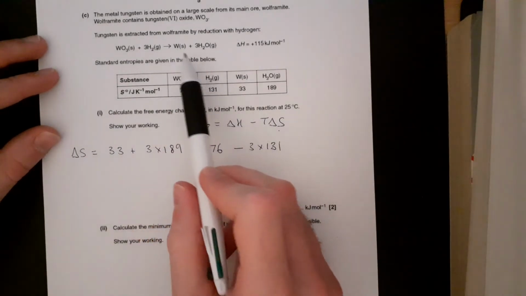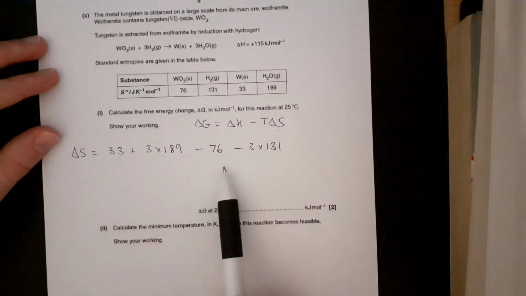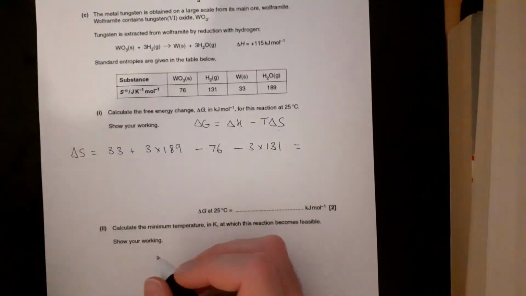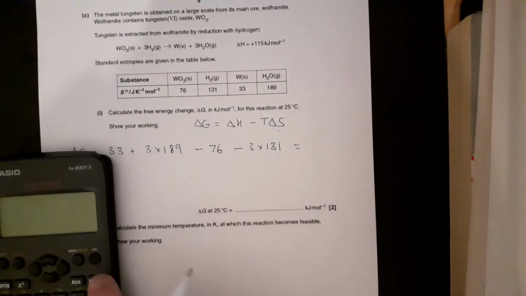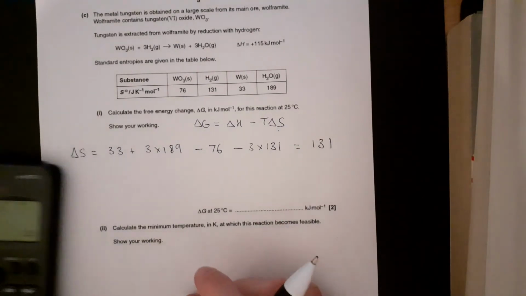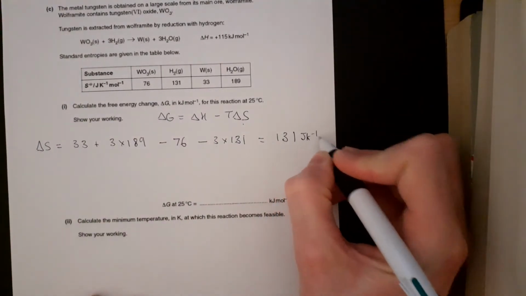Yeah, let's just check. So those are the products times that by 3 minus all of that lot. So minus that, yeah. Okay. So let's just work this out. Minus 76 minus 3 times 131. So we get a value of 131. Okay, and we always want to put the units on, so that would be in joules per Kelvin per mole.